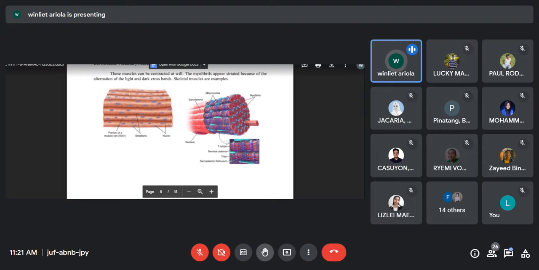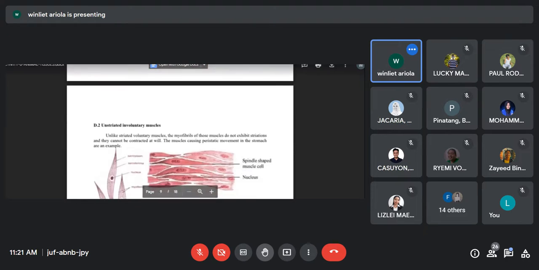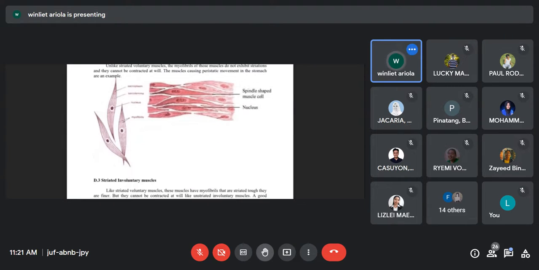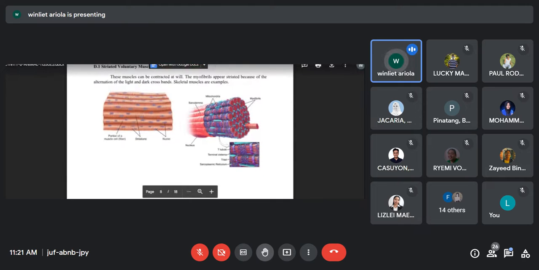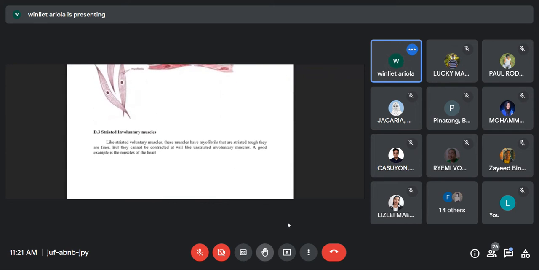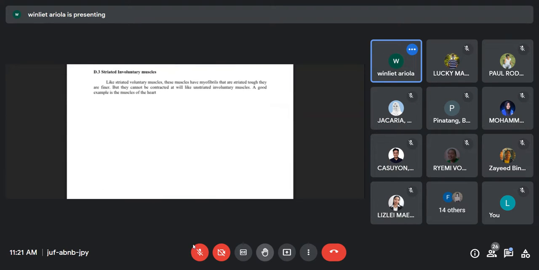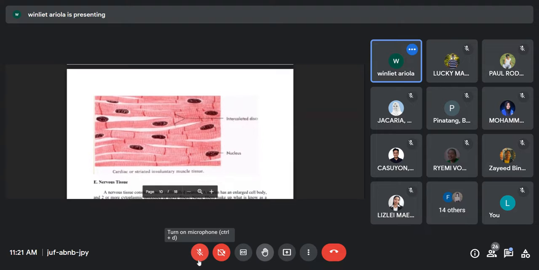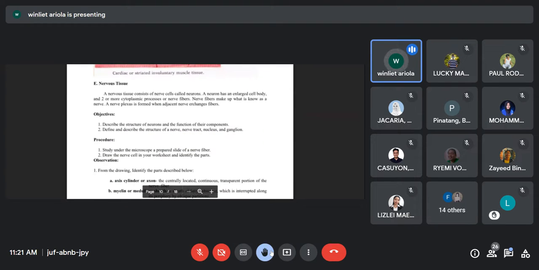Okay, so after that, striated and unstriated. So I might give you some pictures and you have to identify if it's striated or unstriated. Ganun, no? So tingnan nyo lang ito lahat. Okay, and then we also have the nervous tissue.